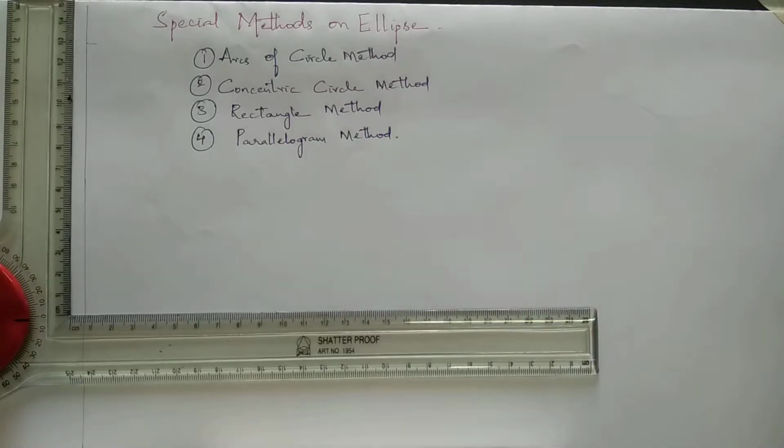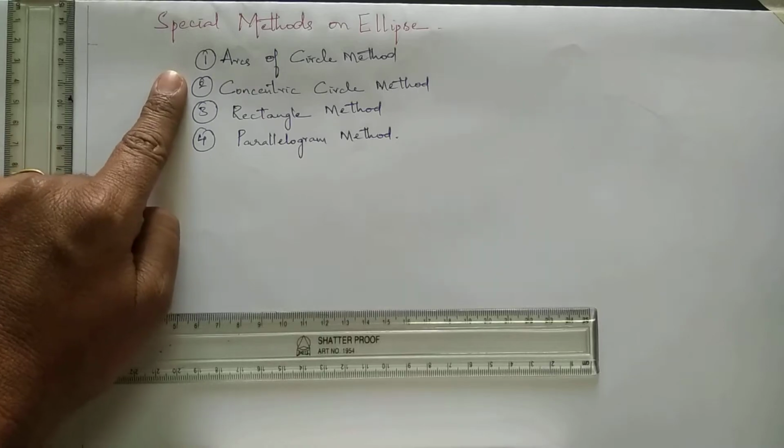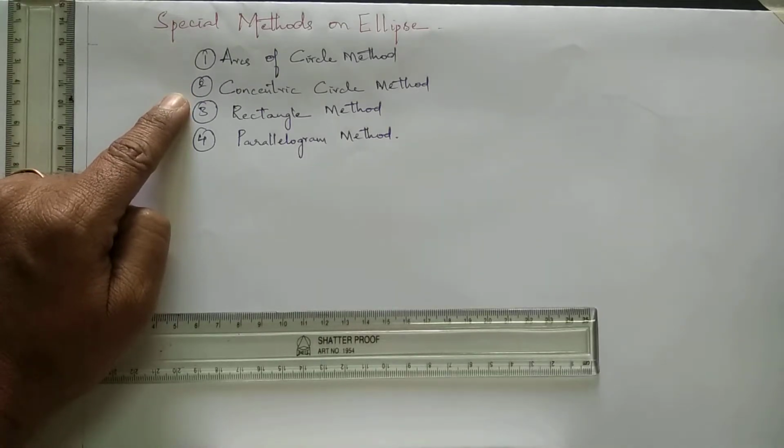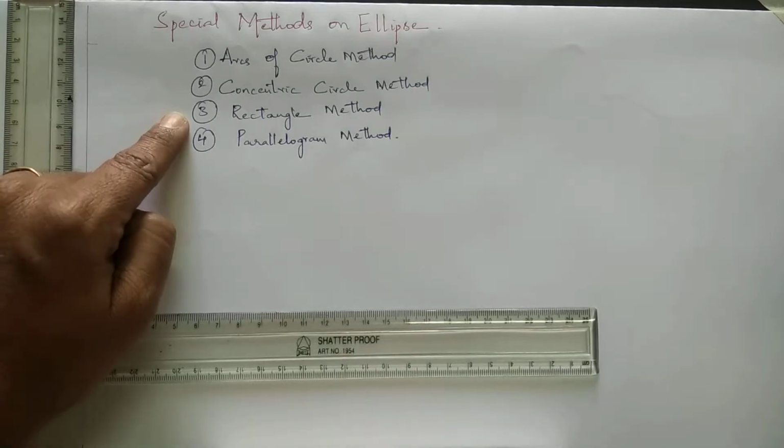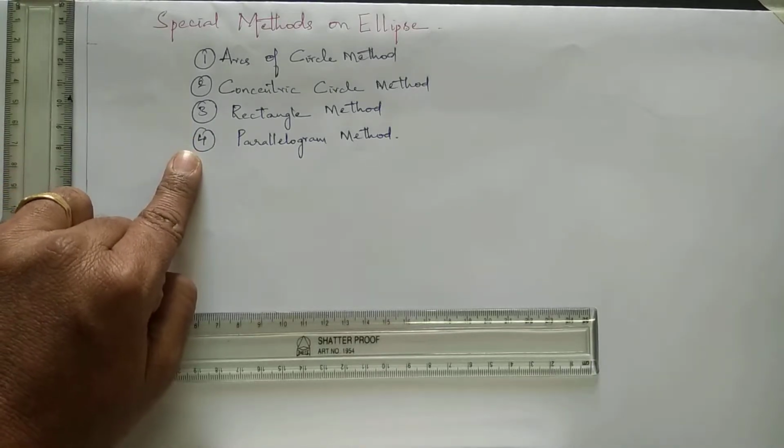Hello students, in the present video I am going to explain to you about the special methods of ellipse. As discussed earlier in the previous video, we have seen the eccentricity method for the construction of ellipse, parabola and hyperbola. In today's class we are going to see how to construct an ellipse by using the special methods. The special methods in the construction of ellipse are: the first one is arcs of circle method, second one is concentric circle method, third one is rectangle method, and the fourth one is parallelogram method.